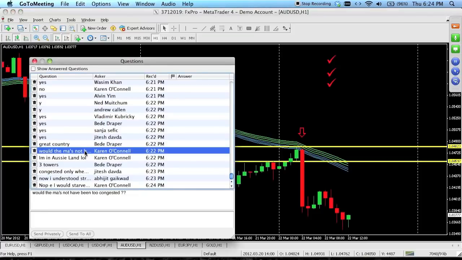Now, Karen, would the MAs not have been too congested? No, because maybe from your screen you're not able to see, it's not as clear, but you can easily see through all the MAs. There's enough black space between each MA. None of them are touching together.